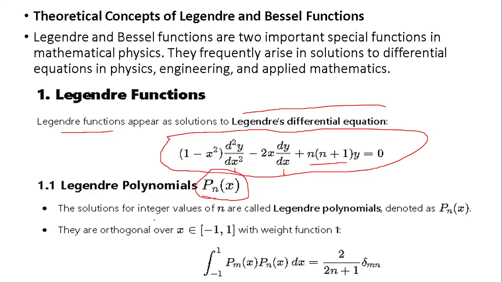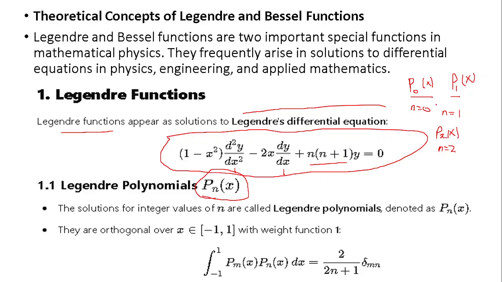So the solution for integer values of n, if you say P1, these are the solutions. P0 of x, where n is equal to 0. Then we have the situation where n is equal to 1, we are going to have P1 of x. Then when n is equal to 2, we are going to have P2 of x, right? These values are called Legendre polynomials.